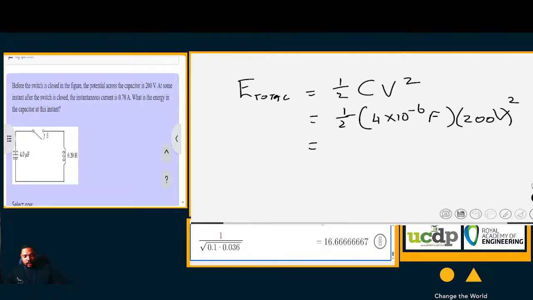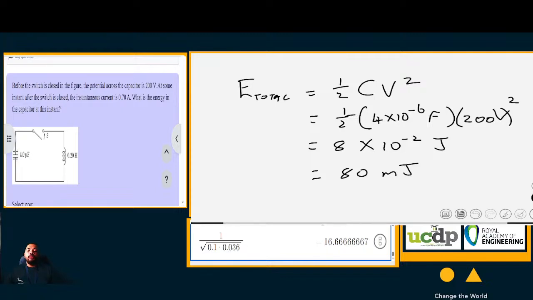So the total energy is then 8 times 10 to the negative 2 joules. You can just work that out by yourself. 200 squared is 40,000, and then multiply that by 4 times 10 to the negative 6 and halve it. This you can write as 80 millijoules. So the total initial energy is 80 millijoules.